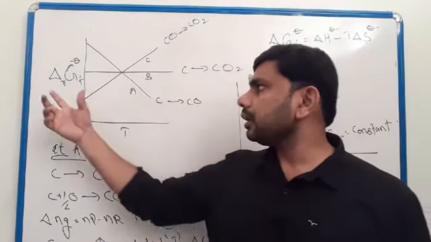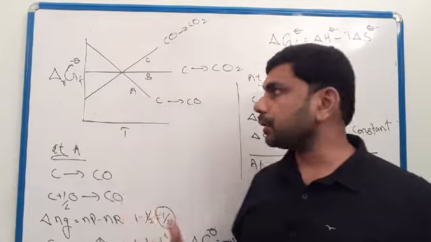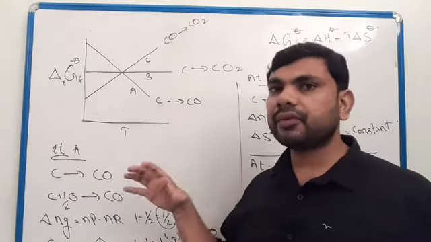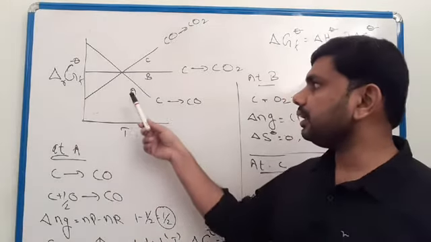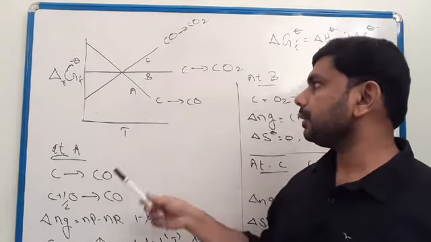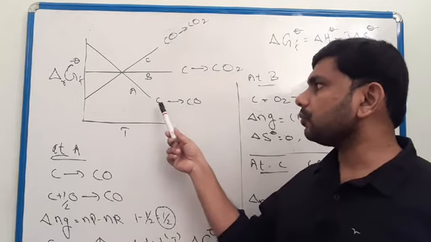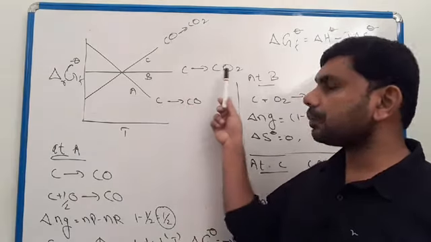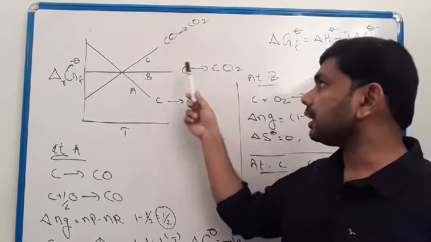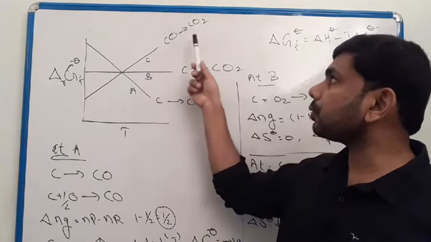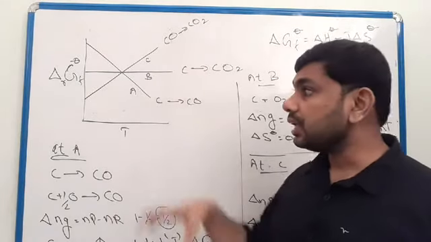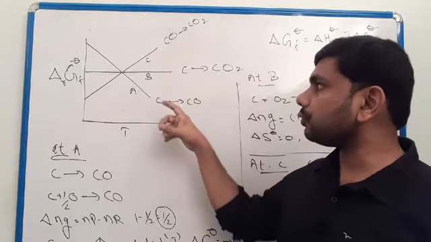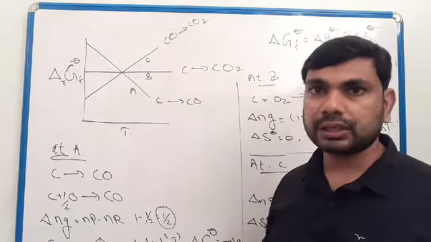See this Ellingham diagram. Here delta G against temperature, and there are three different lines: A, B, C. Here line A is for carbon changing to carbon monoxide, B is carbon changing to carbon dioxide, and C is carbon monoxide changing to carbon dioxide. This is an Ellingham diagram for three different chemical reactions.